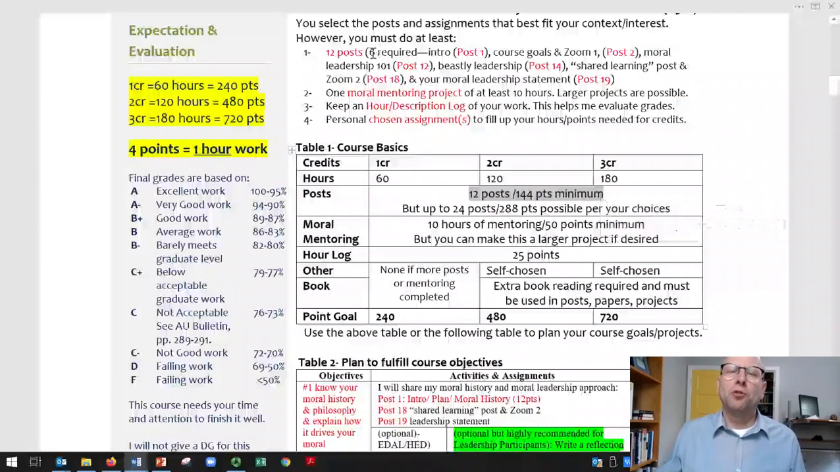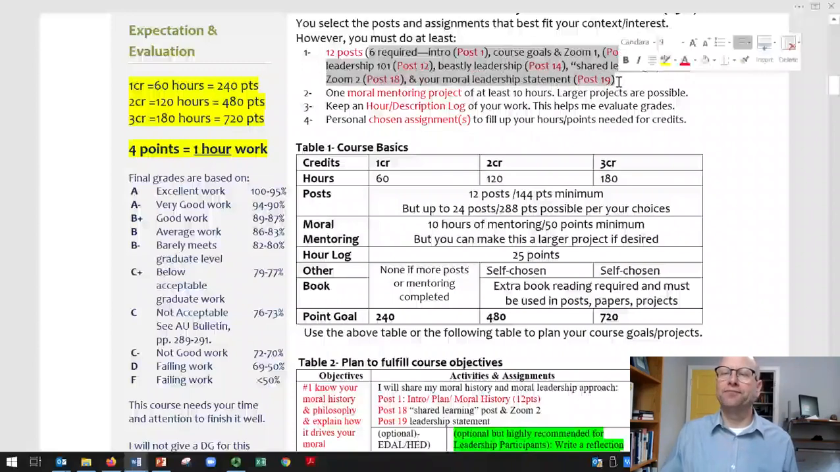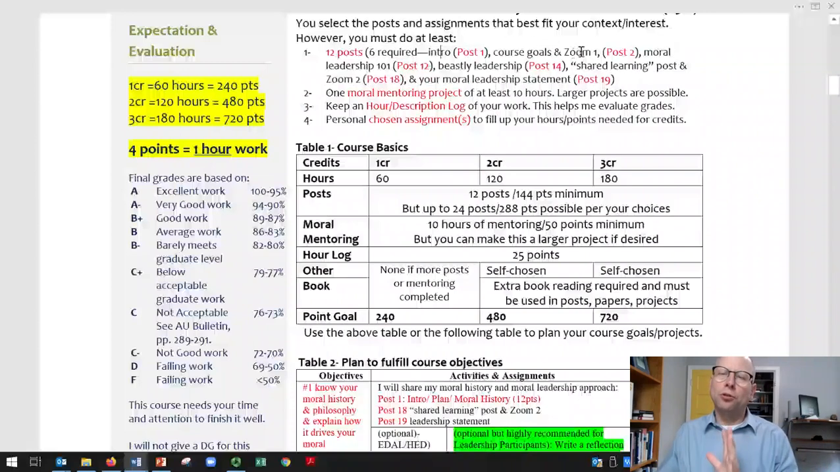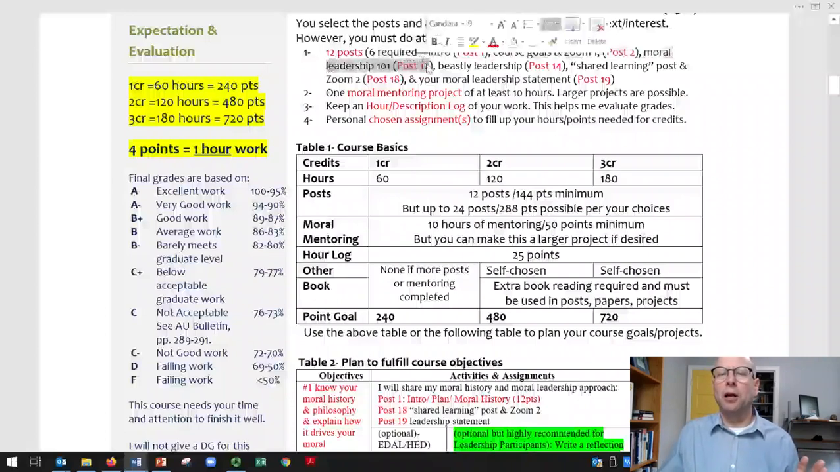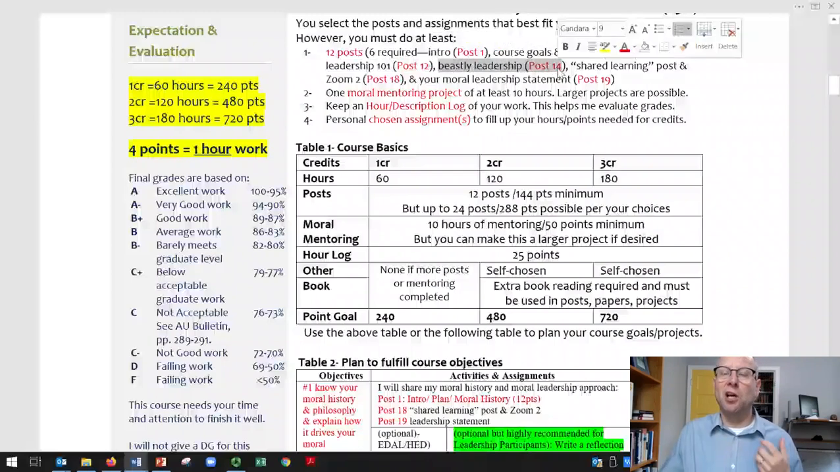6 of those posts will be required. The first post, the second post, the 12th, 14th, 18th, and 19th. So you definitely have to make sure you get those. I want to make sure everybody has the basic posts. The intro, where we meet each other, the course goals, where you set your plan, Leadership 101, core chapter in the book that we read. I want you to understand what are the core. I also want you to wrestle with beastly leadership, a very big issue, as I see a lot of people take on the mantle of leadership, and they are beasts and unacceptable moral behavior that God will hold them accountable. We want to go over what that looks like.